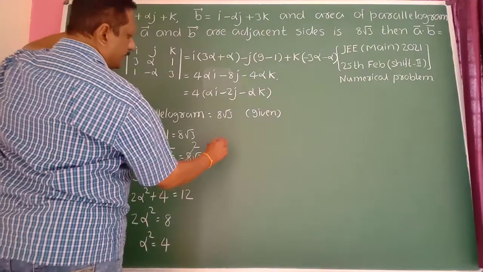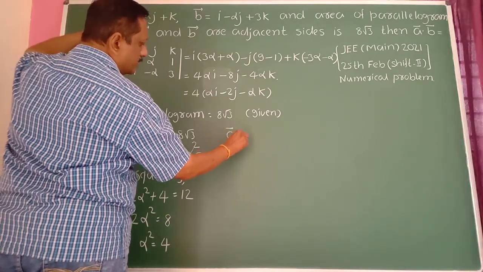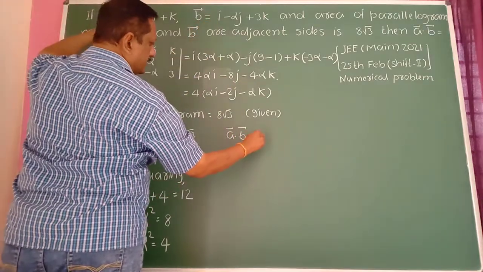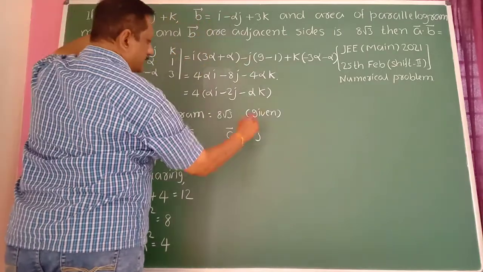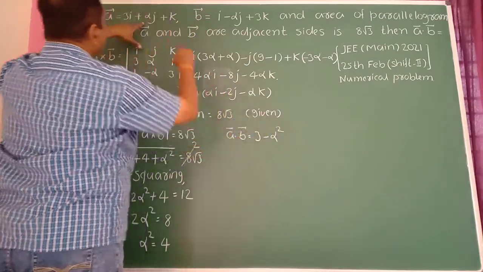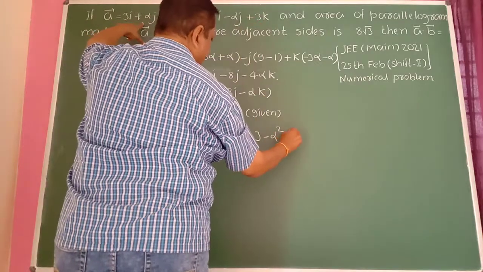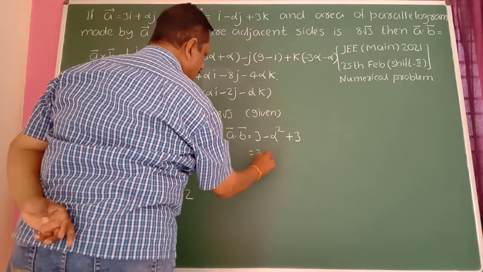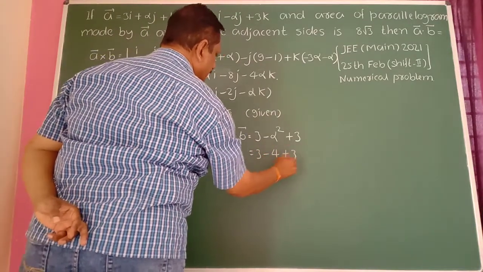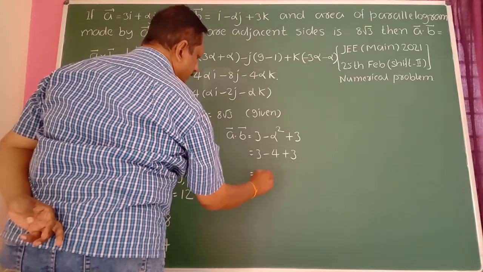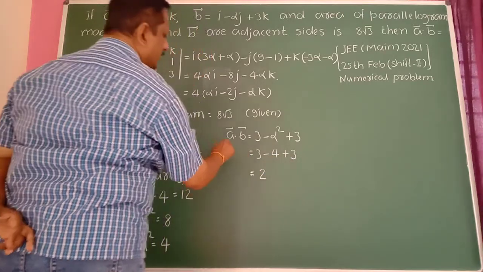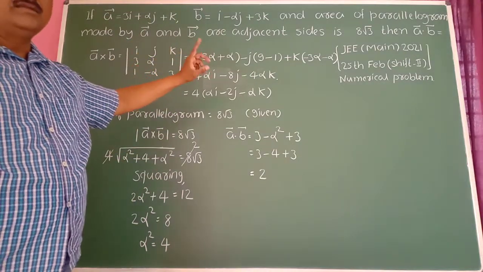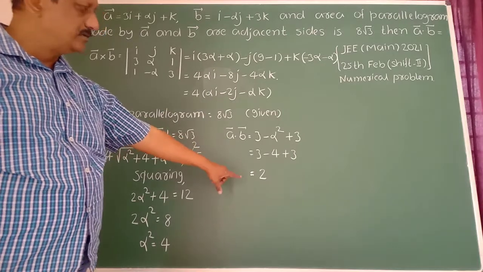Therefore in this case, we want A bar dot B bar, which is equal to 3 into 1 becomes 3. Alpha into minus alpha, minus alpha square. Then 1 into 3 becomes 3, plus 3. But alpha square is 4. Therefore this equals 3 minus 4 plus 3; 3 plus 3 is 6, minus 4 becomes 2. Therefore A bar dot B bar is 2. It is a numerical problem here, so they are not giving any options.